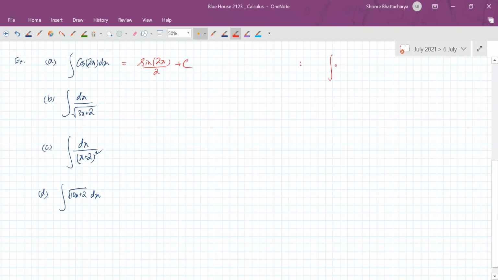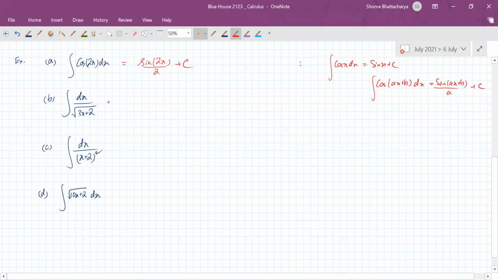So in this, we are making use of the fact that integration of cos x is sin x. Okay. So integration of cos of ax plus b becomes sine of ax plus b by a plus c. Similarly, this one will become now, integration of root x is 2 by 3 x to the power 3 by 2.